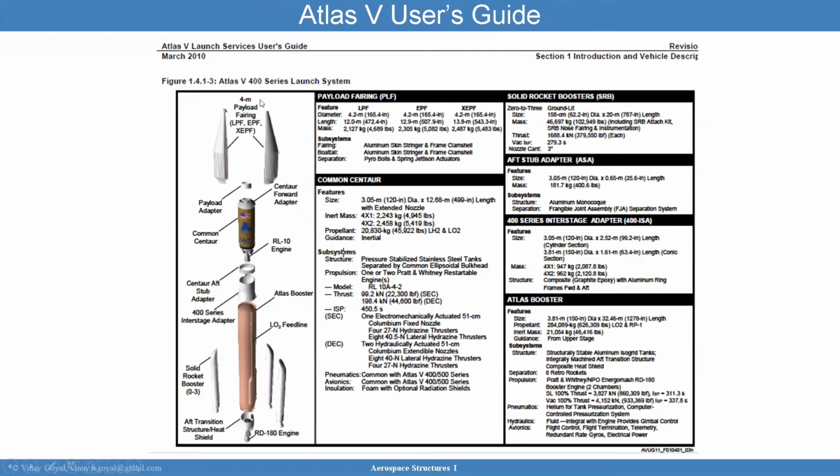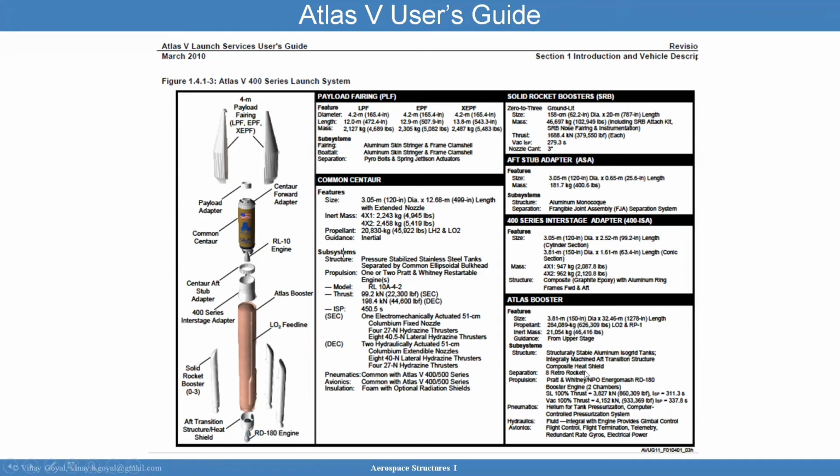Here's the Atlas V 400 series launch system. This was extracted from the Atlas V user's guide. And you can see here thrust is provided, but ISP is also provided. So you can see how ISP is an important spec in engine information. Here you have the side rocket motor. The vacuum ISP is 279. So all this information is typically provided in the user's manual of the launch vehicle.